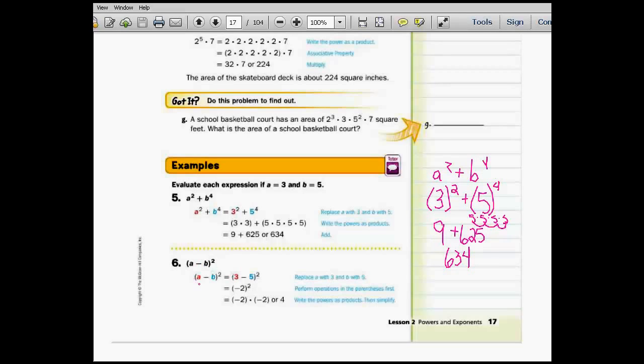Next one, A minus B squared. Order of operations says you have to do what's inside of the parentheses first. So you've got A minus B, so 3 minus 5 is negative 2. So it is now negative 2 that is squared. That means negative times a negative is a positive, and it is a positive 4.